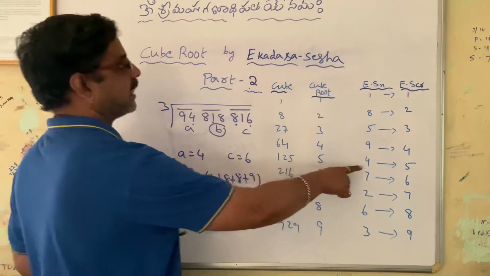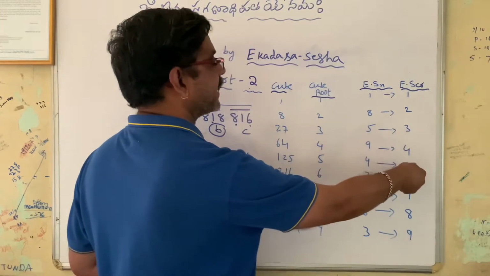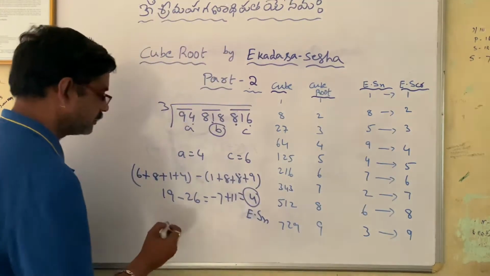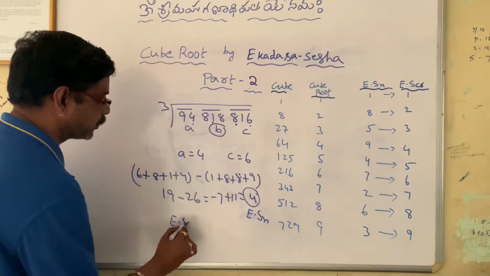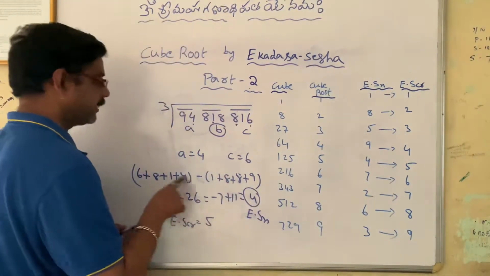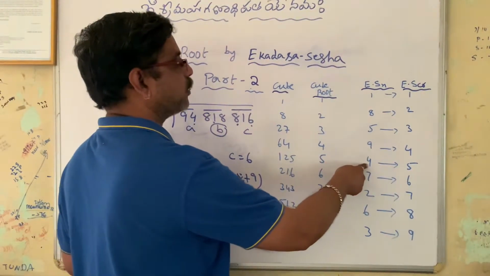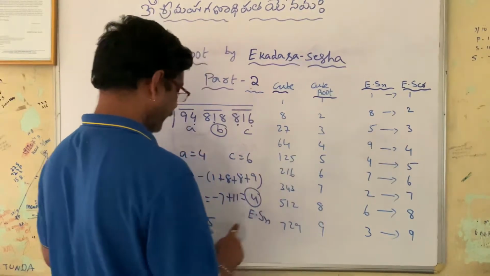If Ekadasha Sesha of the given number is 4, then Ekadasha Sesha of its cube root is 5. Here we got Ekadasha Sesha 4, so its cube root's Ekadasha Sesha is 5.